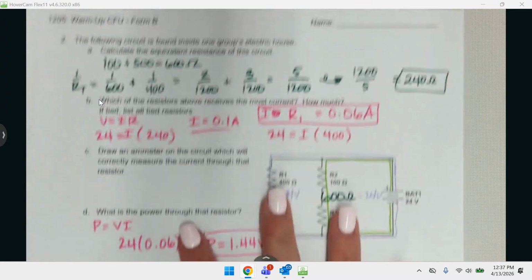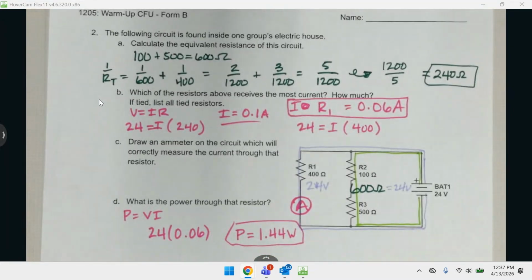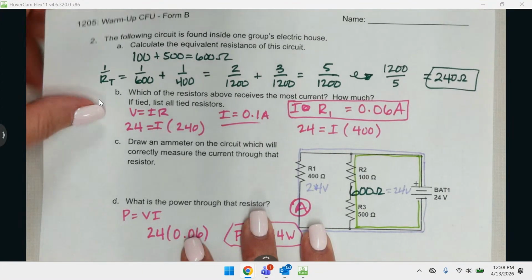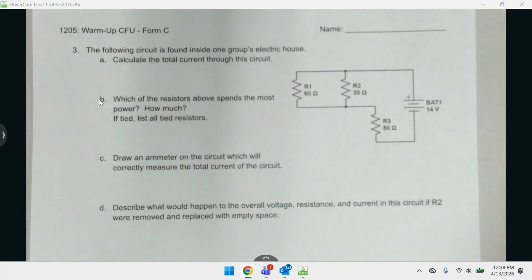So A and B were given to first through fourth period, and then fifth through seventh period had either Form C or D. So let's take a look at C and D now, starting with Form C.